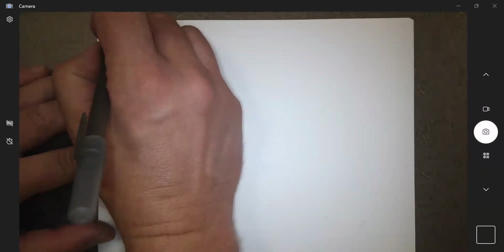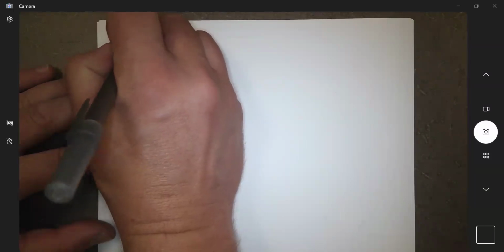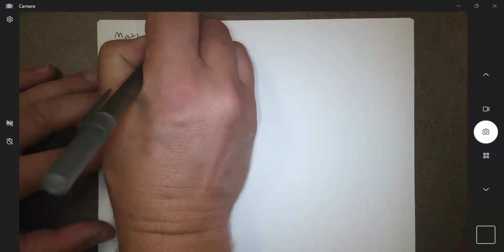Recording. Okay. Let's see how my handwriting is this morning. I'm a combination of tired and coffee, so that doesn't bode well. But maybe it'll force me to write slowly, which would be good.